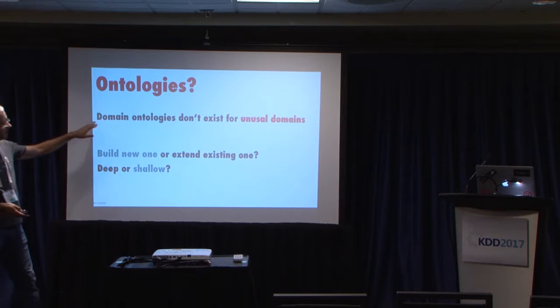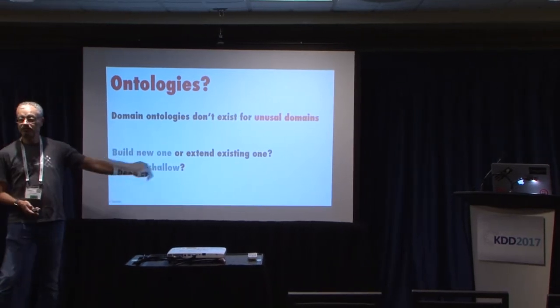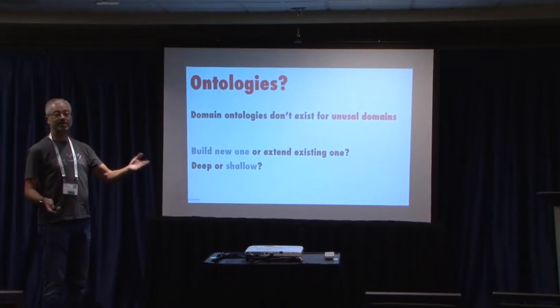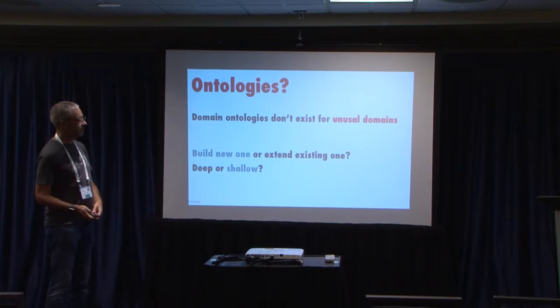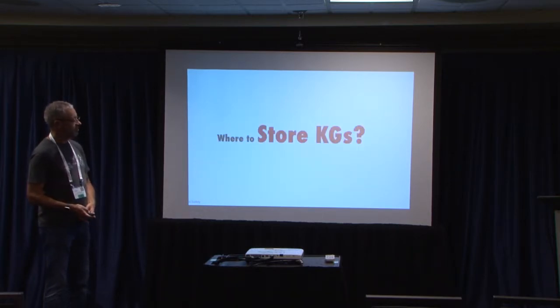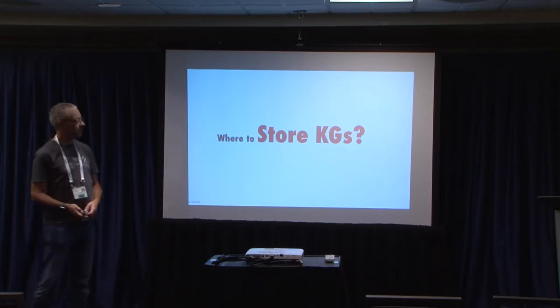So the answer is, we build new ones and we keep them shallow. And you will see an ontology that users build for the securities domain in a little bit. So the other question is, how do we store these knowledge graphs?